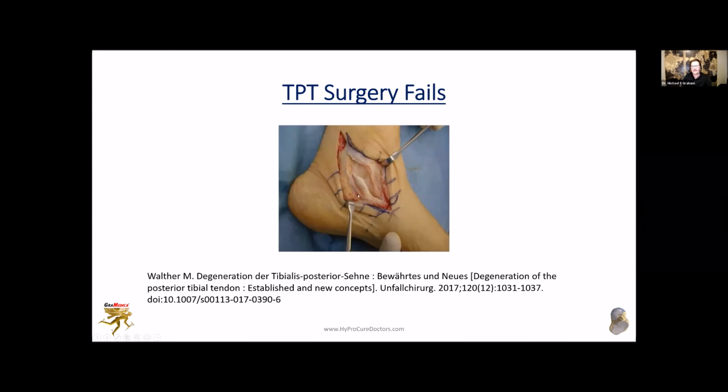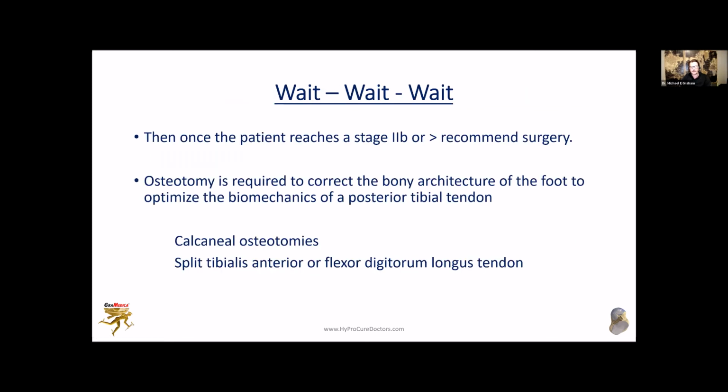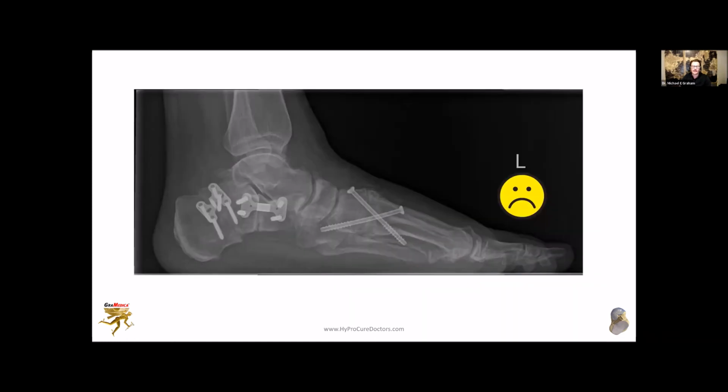And then we know that if we just go in and try to do a tendon augmentation procedure, that long term fails also because we still have the same underlying faulty foot structure. So that patient goes back to standing and excessive strain is now occurring on the augmented tendon until it fails. So the majority of people are told, just wait it out, wait till you can't take it anymore. And once that happens, then we're going to go in and do an osseous reconstructive surgery.